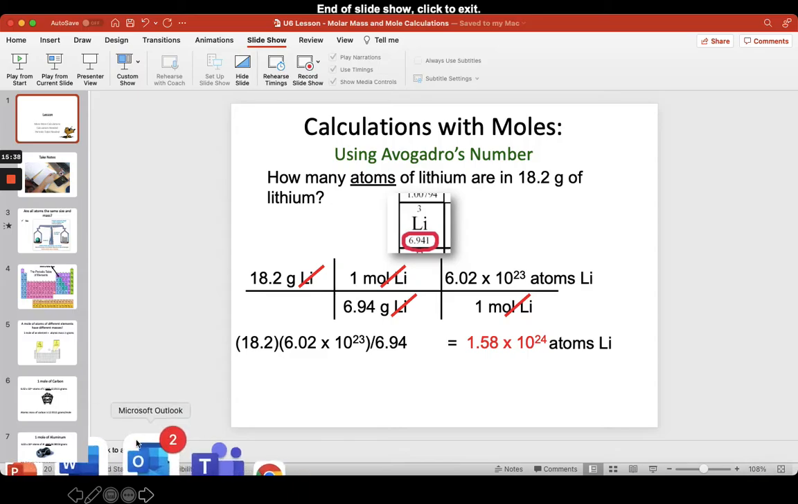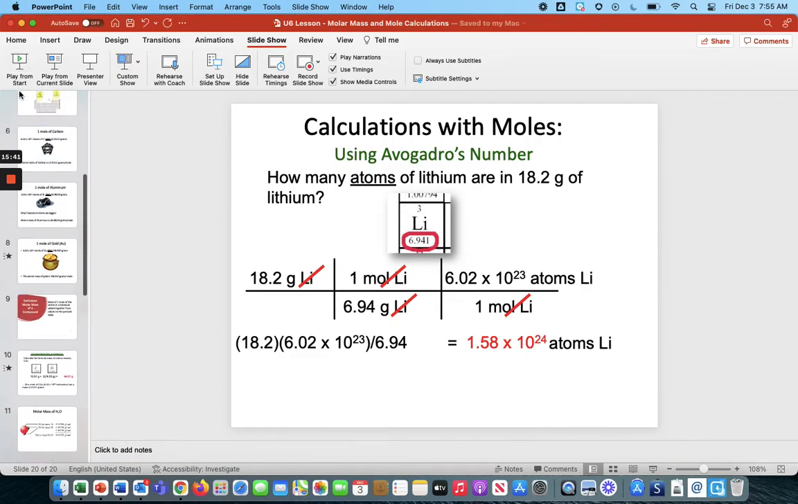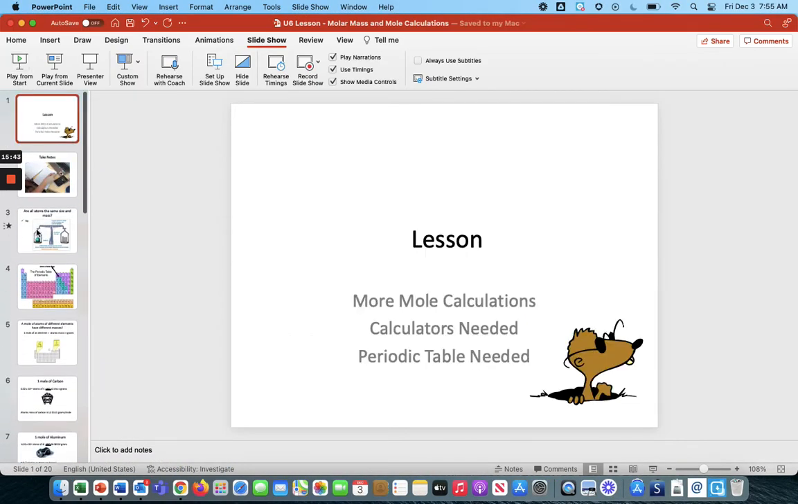All right, well that is your lesson on mole calculations. We're going to do a lot more of this in class, so please be sure that you are looking at these examples, and we'll talk more about it in class.